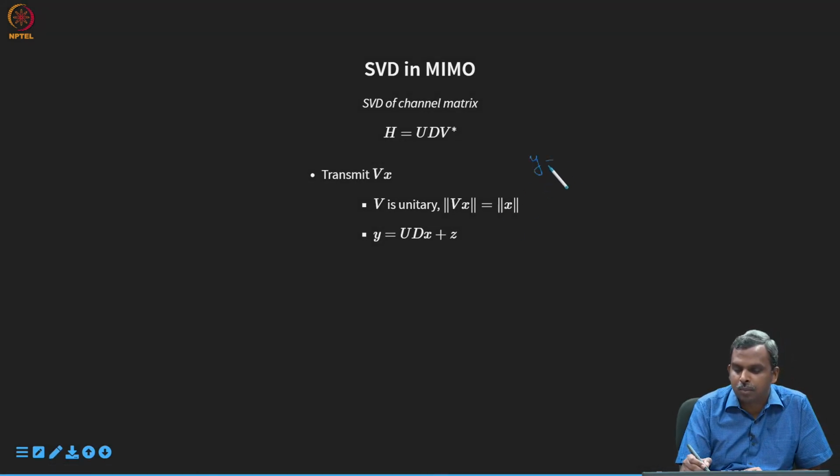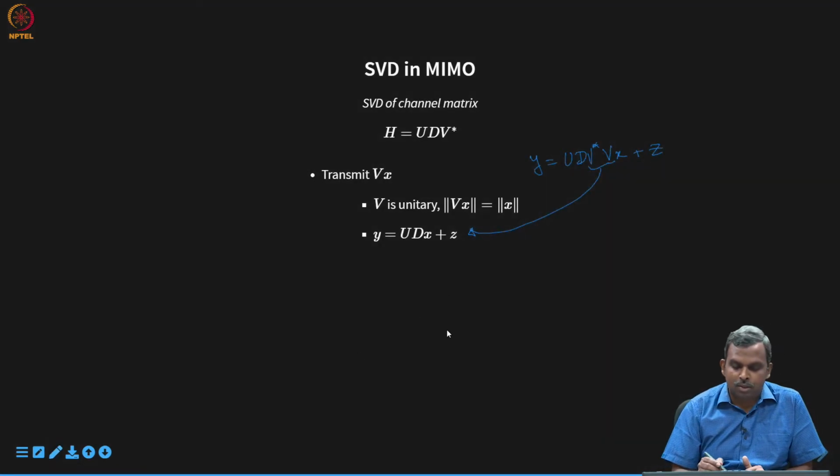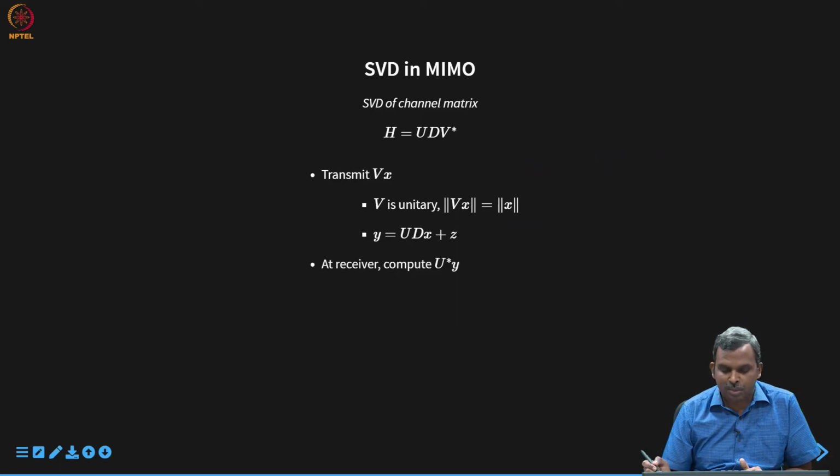So Y equals UD V star. You're not getting X now, you're getting Vx, right? Plus Z. So this will cancel and you'll get this. Okay, so that's that. So it's good. So your Y is already a little bit simple.